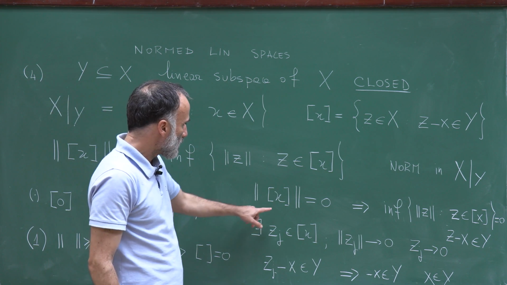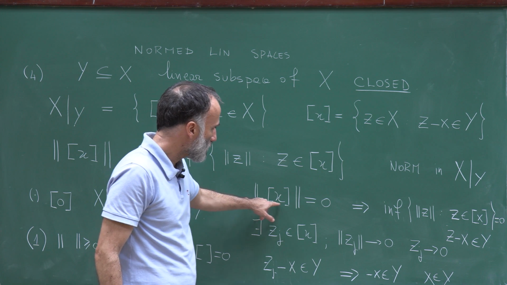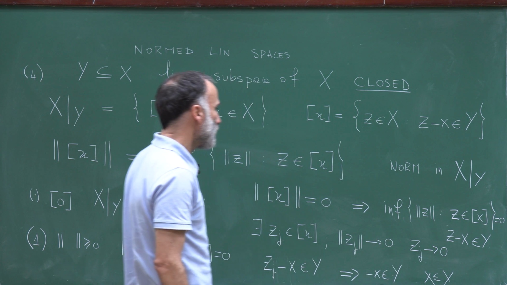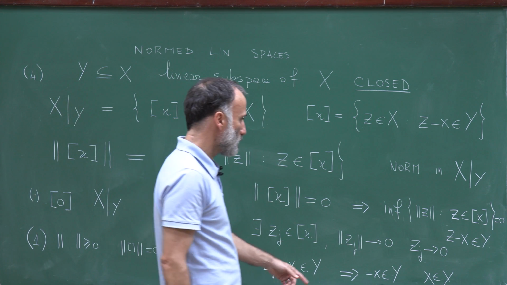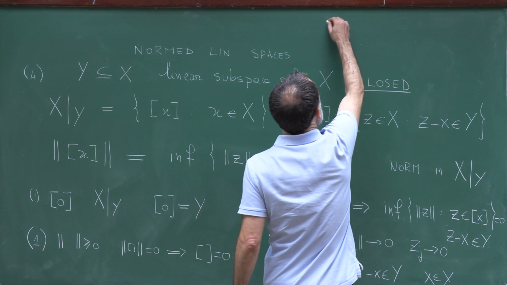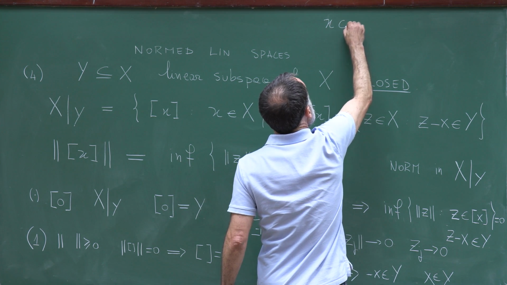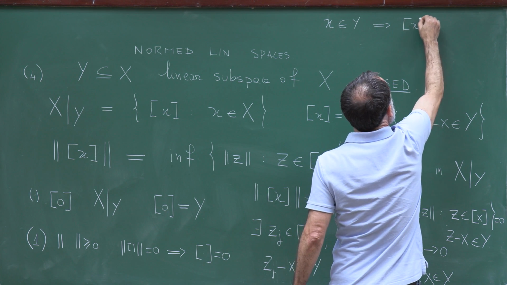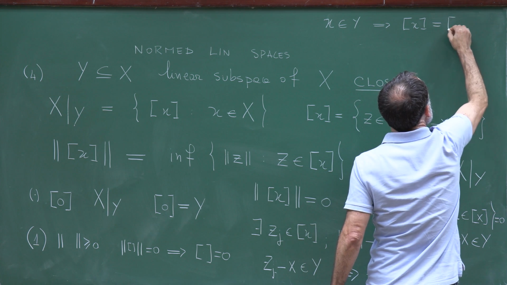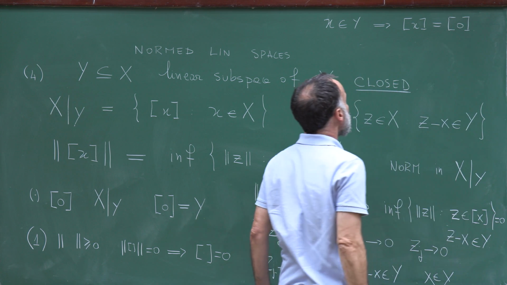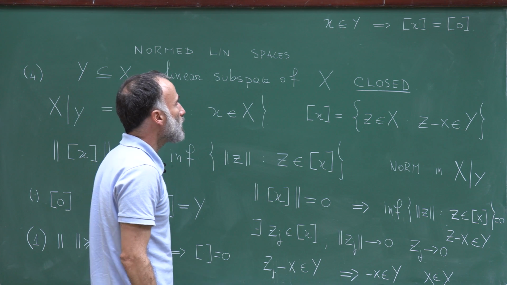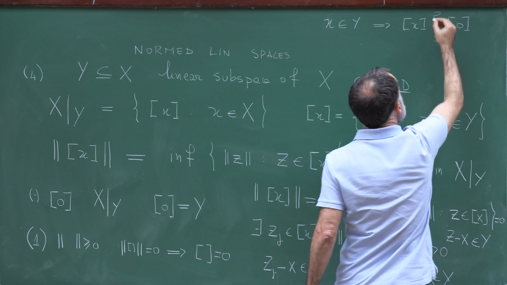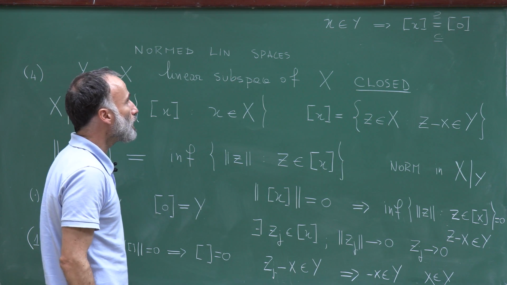So we just proved that if the equivalence class of x has norm equal to 0, this means that x belongs to Y. And what I claim is that if x belongs to Y, and this is what I'm proving here, then the equivalence class of x coincides with the equivalence class of 0. So let's prove this implication. To prove that these two sets are equal, we have to show that one is contained in the other and the other is contained in the one.